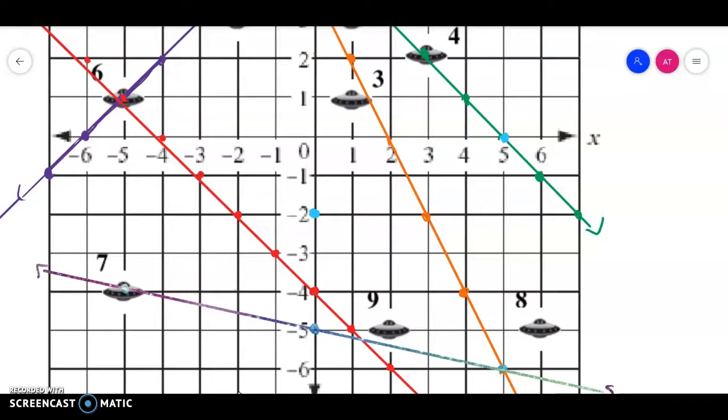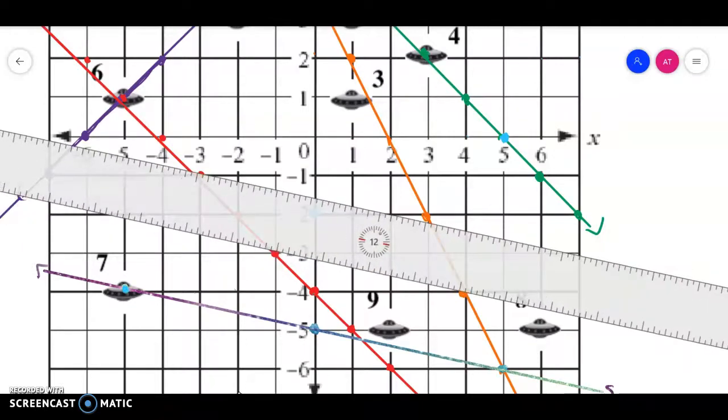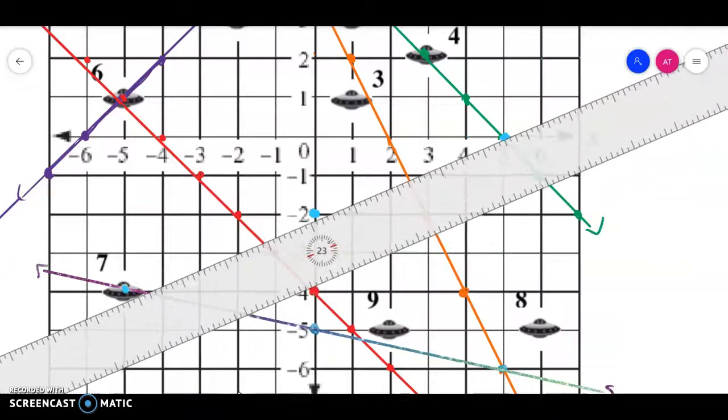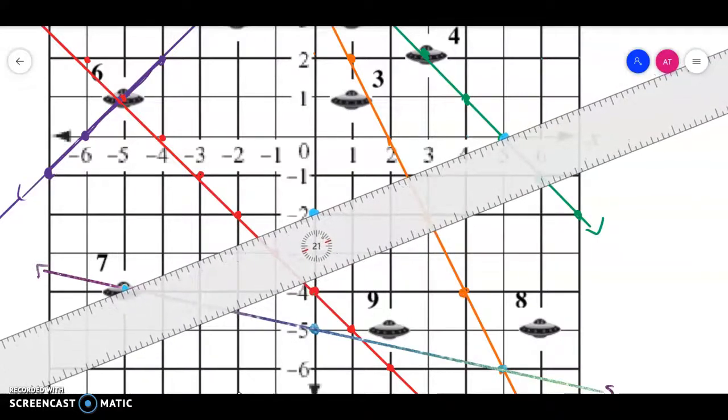So starting back from my y-intercept, I'm going to go down 2 and to the left 5. 1, 2, 3, 4, 5. Look, they both intercept at UFO number 7. How exciting! It's so nice when everything works out perfectly.